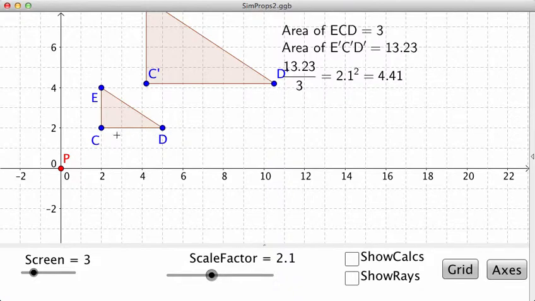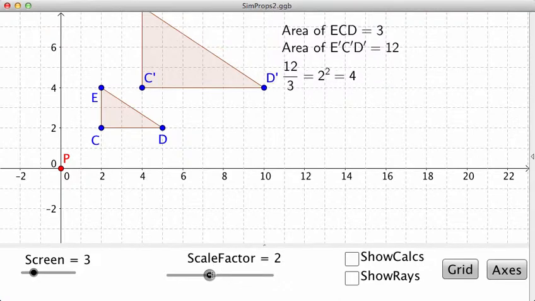Now, one of the things you'll see, for example, CD has a length of 3, C prime D prime has a length of exactly 6 when the scale factor is 2. EC has a height of 2, E prime C prime has a height of 4, ED has a length of some number, we're not quite sure, but E prime D prime is going to be exactly double that length.